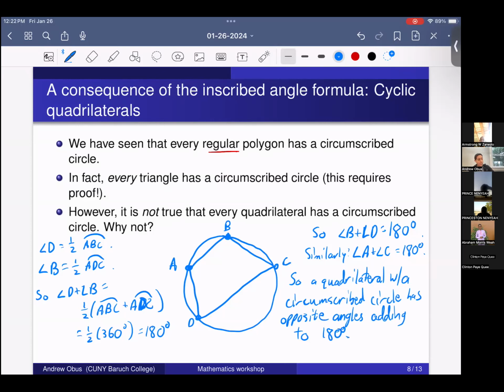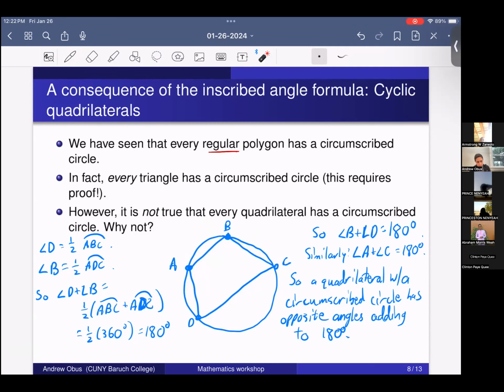And this means that if you have a quadrilateral that doesn't have this property, then it can't be inscribed in a circle. It can't have a circumscribed circle. It can't have a circle that passes through all of the points, okay? So just by virtue of the inscribed angle formula, the only way you can put a quadrilateral in a circle is if the opposite angles add to 180 degrees. Okay. And these types of quadrilaterals are sometimes called cyclic quadrilaterals because they live inside a circle, or a cycle. So they call them cyclic quadrilaterals.